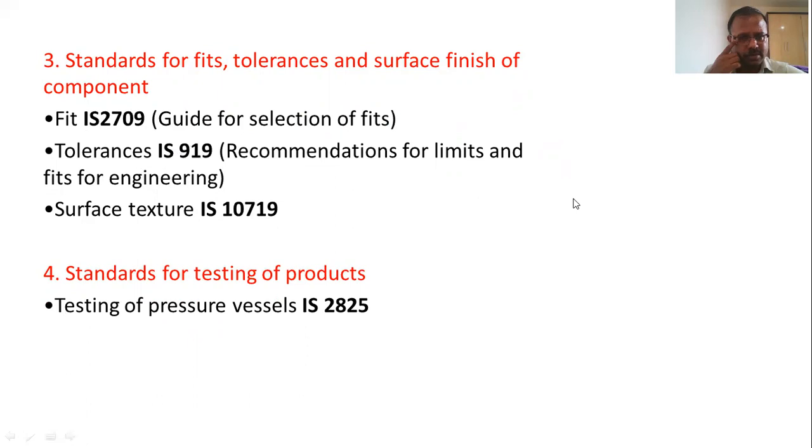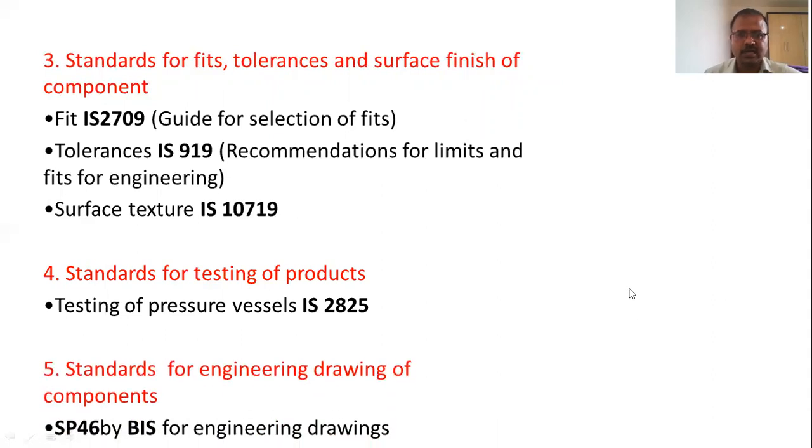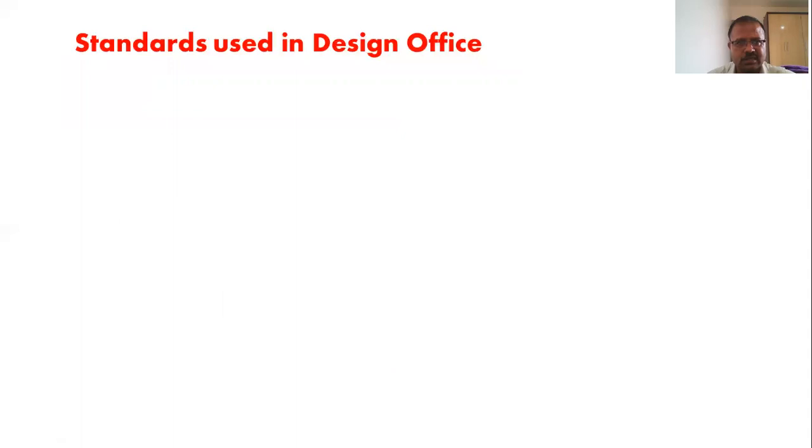For example, pressure vessels are tested according to the IS code IS 2825. There is a proper procedure given in this IS code to test the pressure vessels. Then there are certain standards for engineering drawing also. SP46 is one of the Bureau of Indian Standards for engineering drawing. So these are the different standards used for different things.